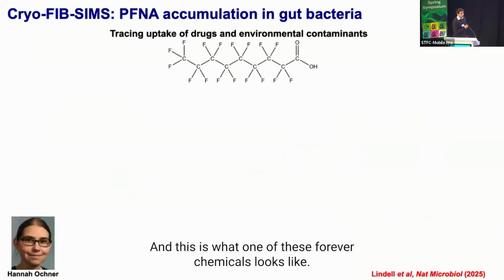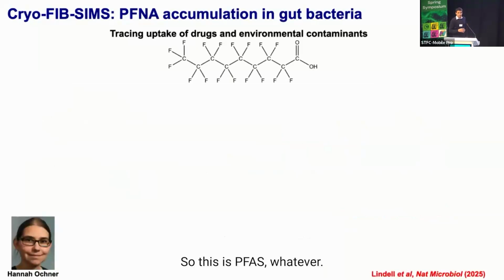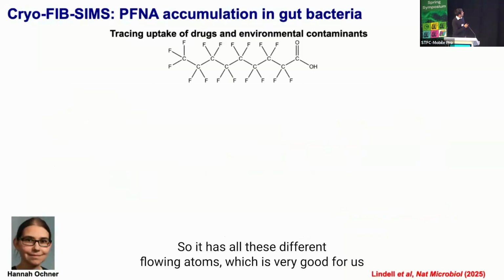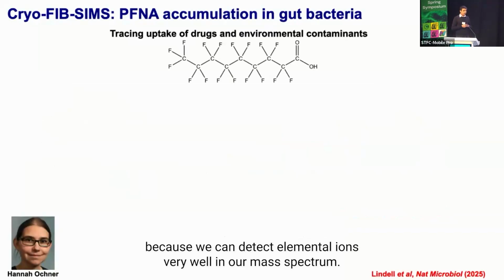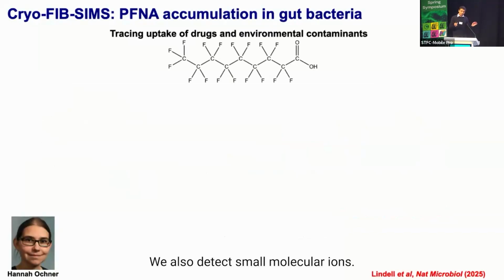And this is what one of these forever chemicals looks like. This PFNA, so PFAS, whatever, if someone is working on that. It has all these different fluorine atoms, which is very good for us because we can detect elemental ions very well in our mass spectrum. We also detect small molecular ions, but I will comment on that later. So for us, this was a very trivial experiment.